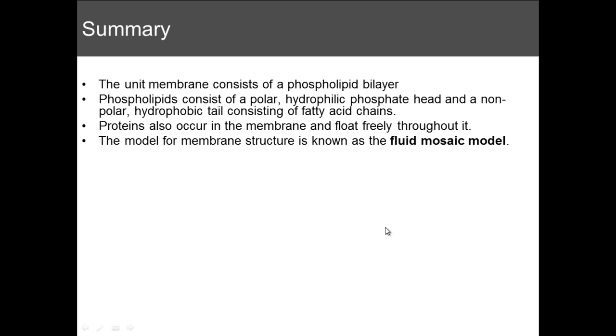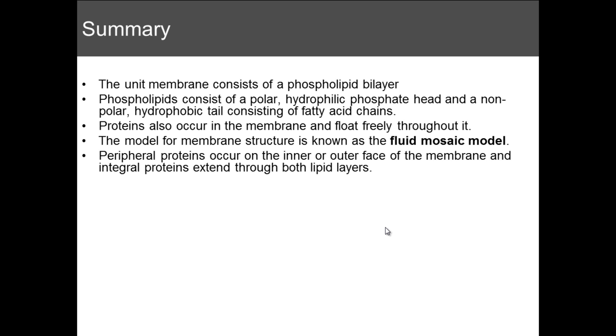So in summary, we have proteins that are able to move throughout the plasma membrane, and hence the phrase the fluid mosaic model, because the proteins are allowed to move, hence the word fluid. There are peripheral proteins found on the inner or outer face of the membrane. They're sometimes referred to as extrinsic. Integral proteins are found through both lipid layers, and hence they're sometimes called intrinsic.